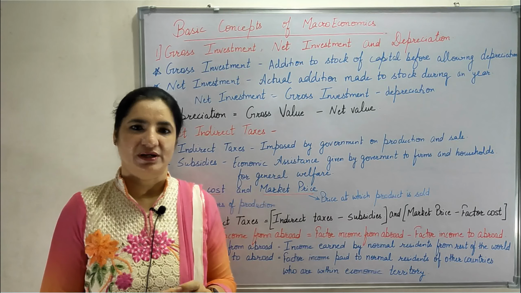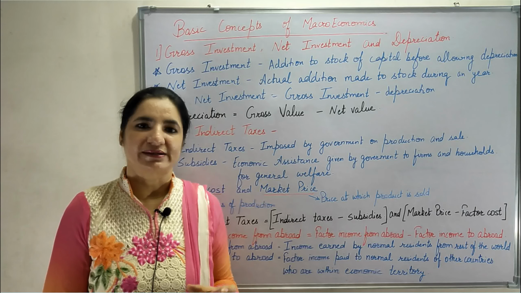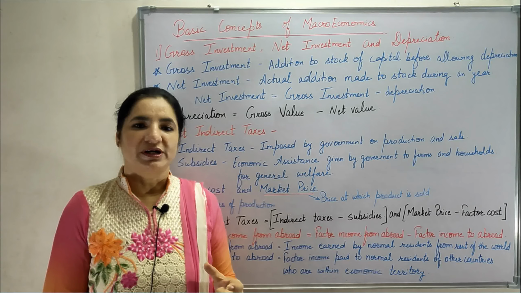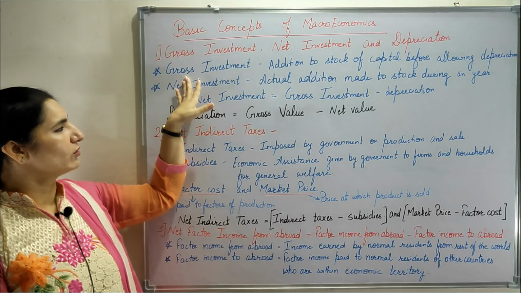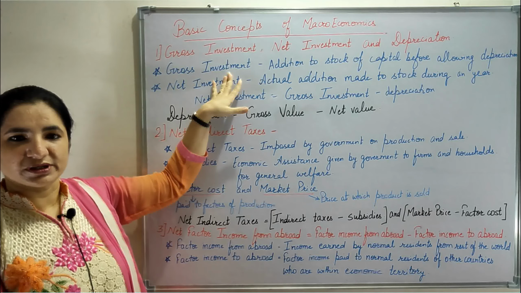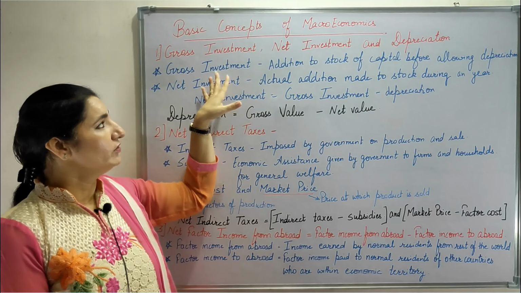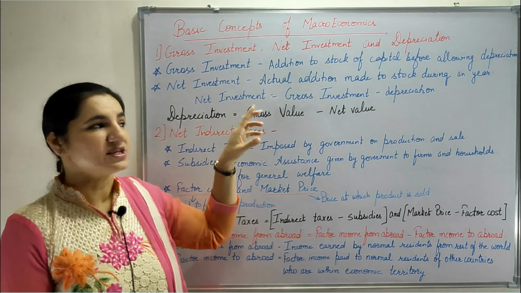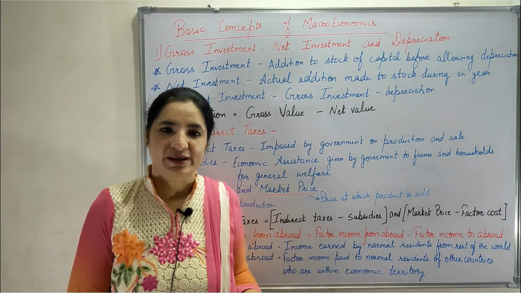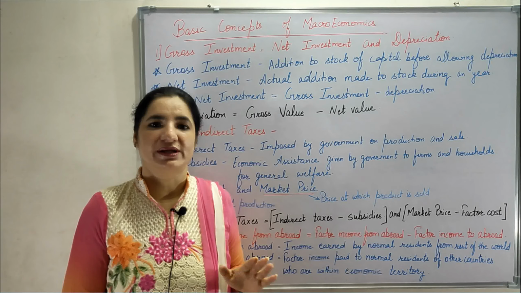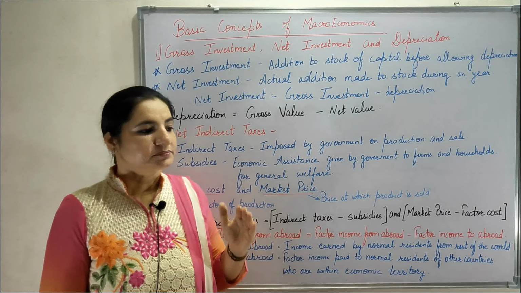The investment which we have made in purchasing that capital stock, that is the machinery, that particular amount paid for its purchase, is called gross investment. So while calculating national income, we need to understand that gross investment is the addition to stock of capital before allowing depreciation. We have not allowed any depreciation on it. This is the purchase price.